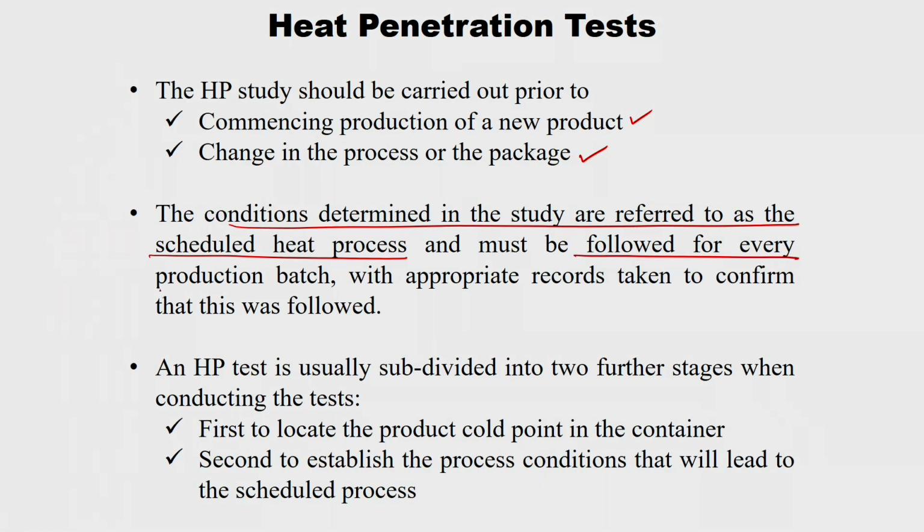That must be followed for every production batch and appropriate records taken to confirm that this was followed. So, for every batch we need to ensure the particular process value is established, so we need to have a record. Certain industries still do it at least once during processing, but that may not be required because you will not get anything significant, as the process established is for a safer level, because instead of 3 minutes you are employing 6 minutes. So, most of the time all the target organisms would be killed.